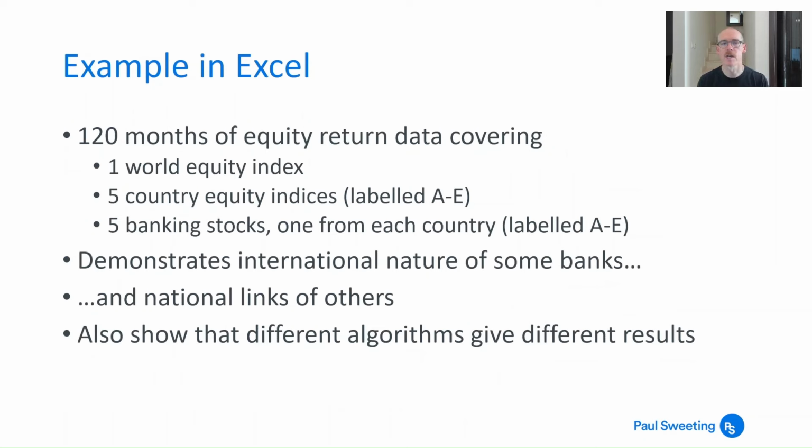So here's the example which I do in Excel, and I've got 120 months of equity return data covering one world equity index, 5 country equity indices which I've labelled A to E, and 5 banking stocks, one from each of the same countries, labelled A to E. So that gives us 11 return series in total. And what we'll see from the results is it kind of demonstrates the international nature of some of the banks and the national links of some of the others, and it does give a good indication of how banks or stocks and markets and a global market might be connected.